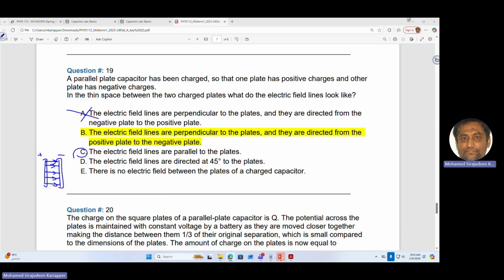Let me look at this. The electric field lines are parallel to the plate. No, it is perpendicular to the plate. So it is wrong. The electric field lines are directed at 45 degrees. Wrong. There is no electric field. Wrong. If the plates are charged with separation, there will be an electric field. So B is the correct statement.